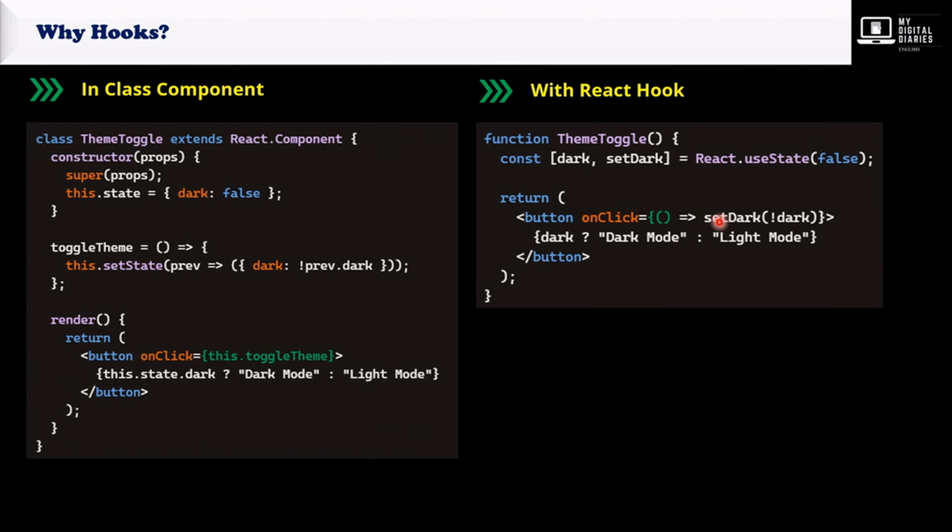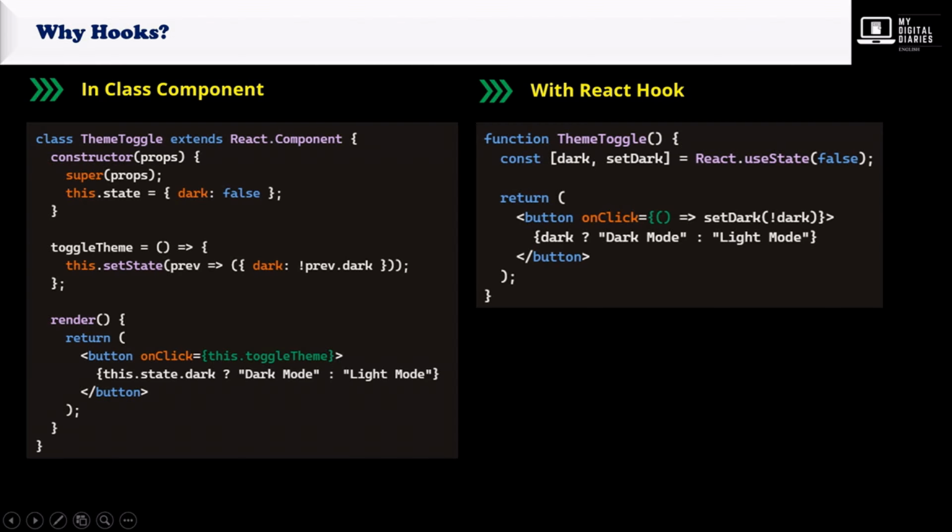Whereas in the hook version, everything becomes much simpler. The lines of code also got reduced. We just use useState inside a normal function. So this is a function and this is a class, and that's it. That's how you will use the hooks. So you can see how much difference there is between the class and the normal hook function component.